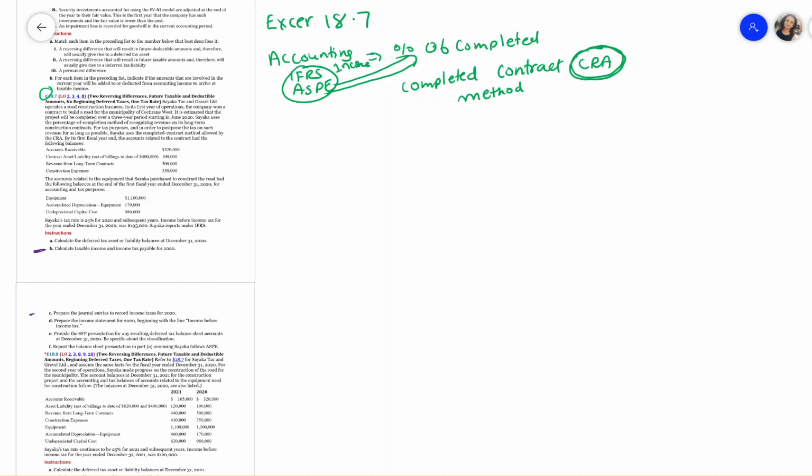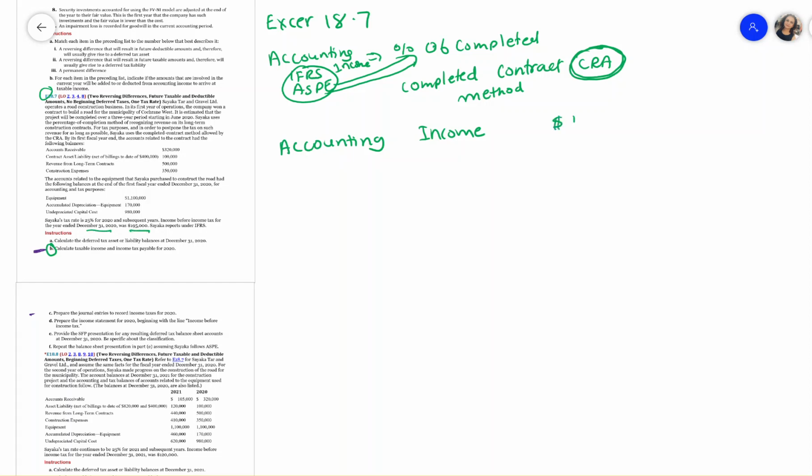Now, where do we start? The B part is to calculate the taxable income. That's what we are learning in this. We always start with an accounting income, and from the accounting income we're converting it into a taxable income. So what did they tell us? What was my accounting income? They told us income before income tax for the year ended December 31st, 2020 was 195,000.